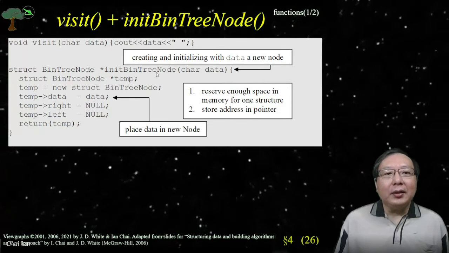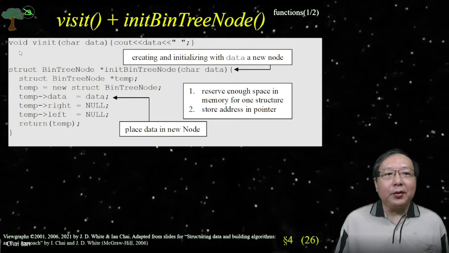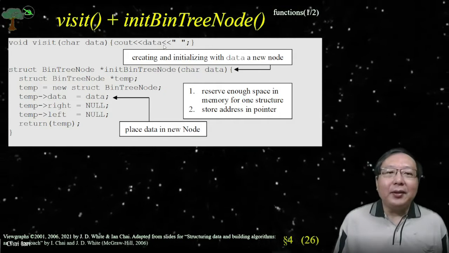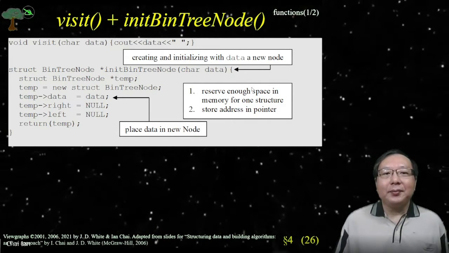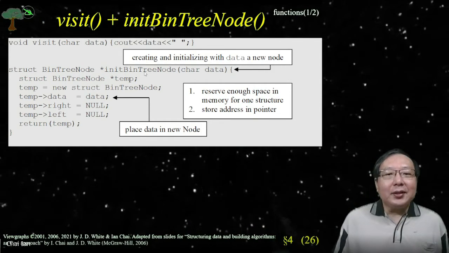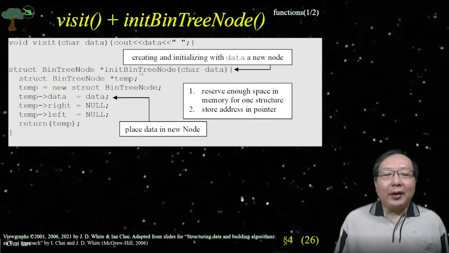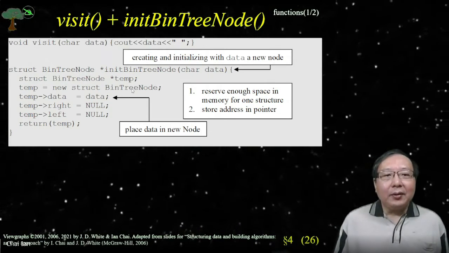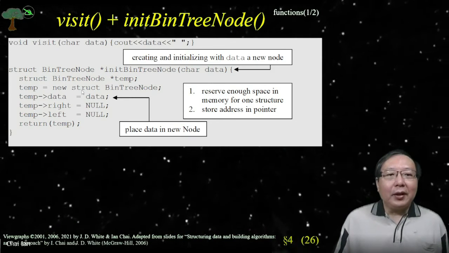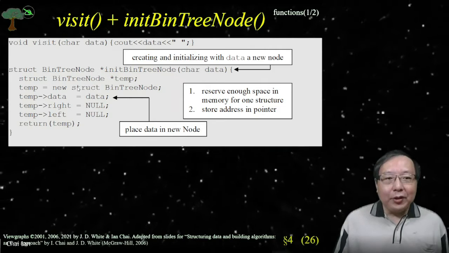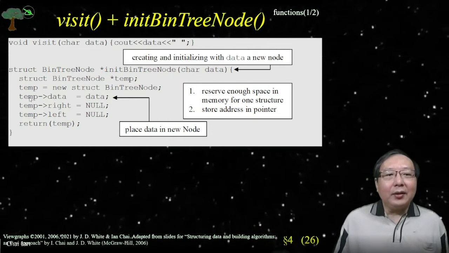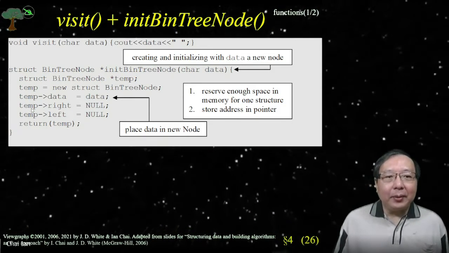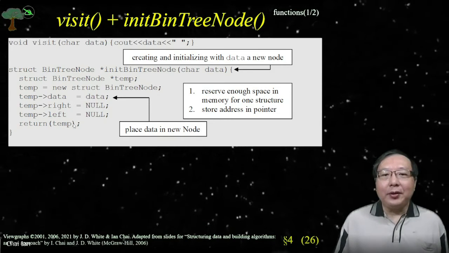So here are the functions for the code. Visit car data, see out data. Actually my visit just prints the data with a blank. Init bin3 node is exactly like your init LL node for the doubly linked list. I make a new node for the temp. Like I said, in C++ you can leave out the word struct here. Then put the data in, make the left null, make the right null, and then return the pointer.